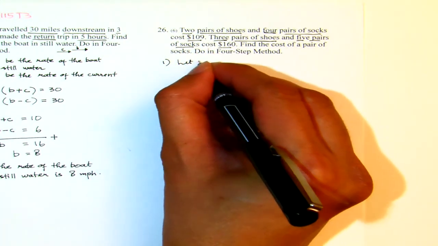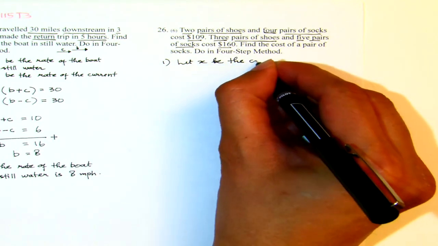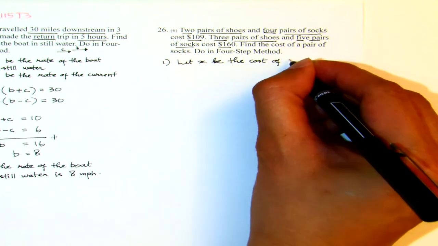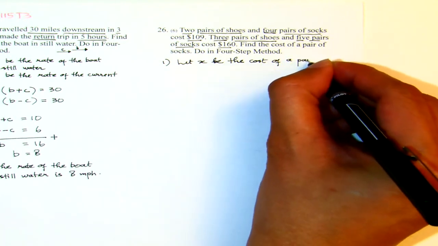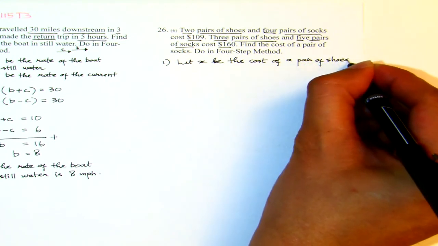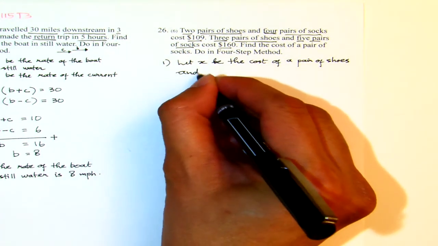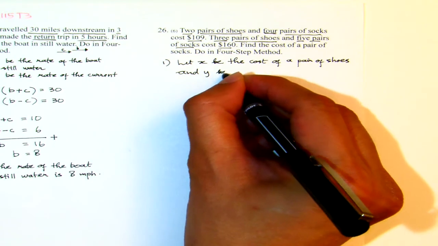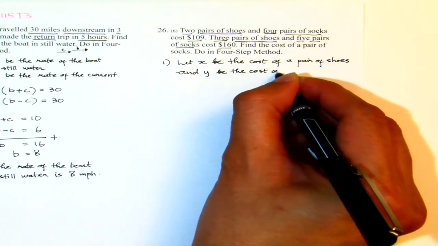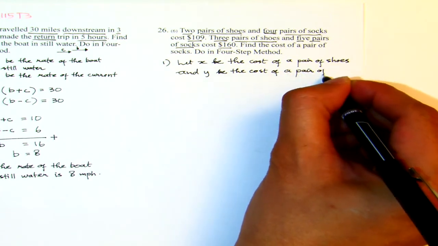Let x be the cost of a pair of shoes, and y be the cost of a pair of socks.